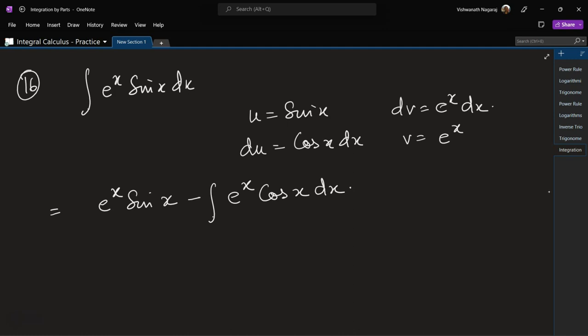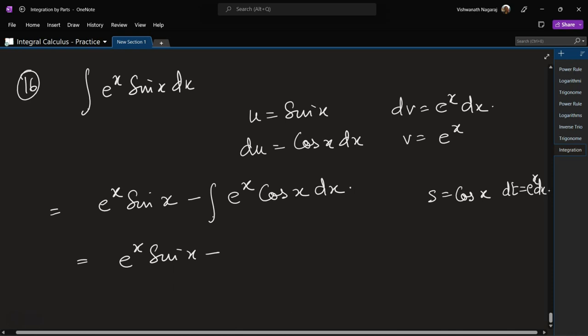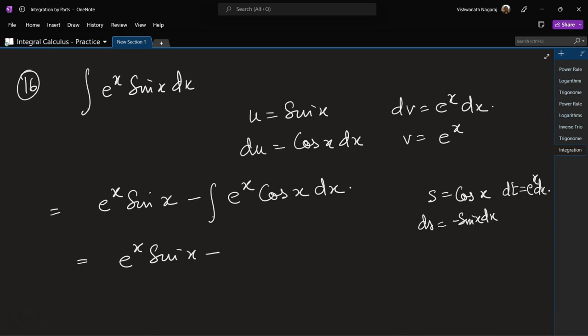Now this is going to be a little bit tricky. Okay, so instead of e to the power of x sine x, we have ended up with e to the power of x cos x. Okay, let's take it further. e to the power of x sine x minus, now let's take s is equal to cos x, and dt is equal to e to the power of x dx. So ds will be minus sine x dx, and t will be equal to e to the power of x.